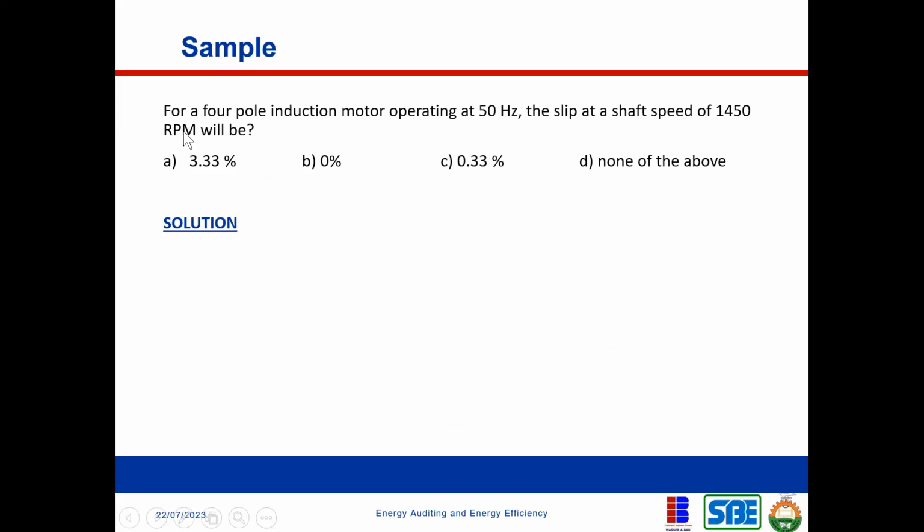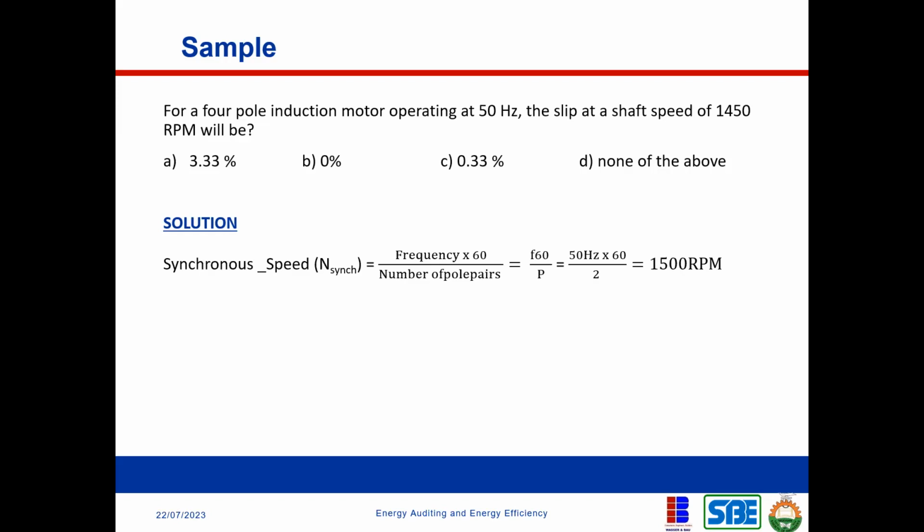So let us do an example to help us understand how to use that formula. For a 4-pole induction motor operating at 50 hertz, what is the slip at a shaft speed of 1,450? Speed is measured in RPM, revolutions per minute. They told us the speed is 1,450 RPM. Now look at the solution.